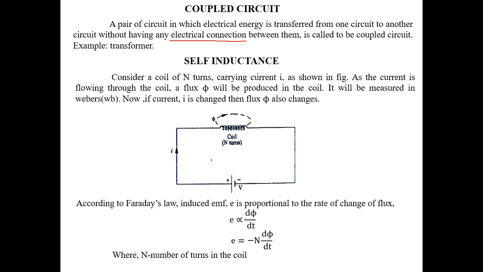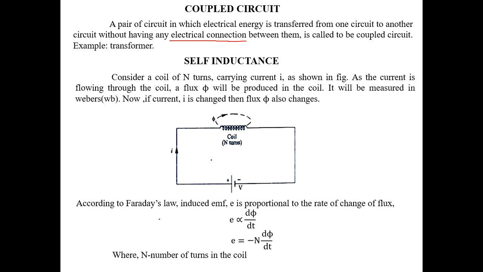Next, self-inductance. Consider a coil of N turns carrying current I. Here this is the coil, the number of turns is N, the current flowing through this coil is I. As the current is flowing through the coil, a flux phi will be produced in the coil. It will be measured in Webers. If current I is changed, then the flux phi also changes.